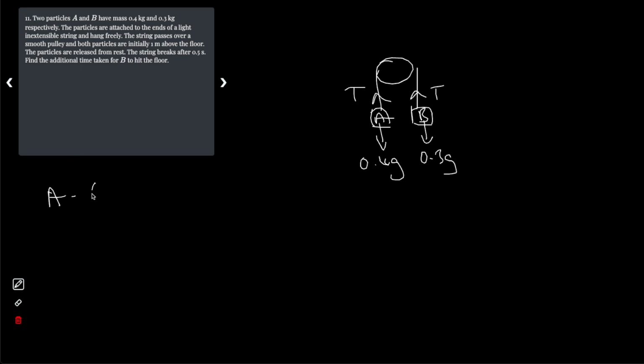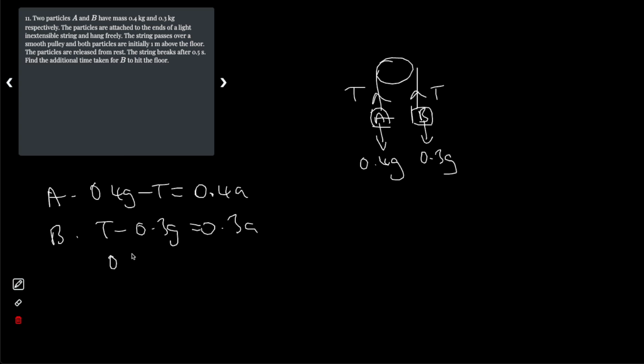So for A, we've got 0.4g minus T equals 0.4a. And for B, we've got T minus 0.3g equals 0.3a. If we add these two together, we get 0.4g minus 0.3g, 0.1g, equals 0.7a. So a equals 1 over 7 g.